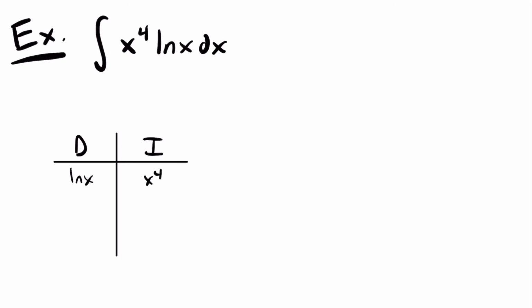So the derivative of the natural log of x is just 1 divided by x. And then if we use the power rule of integration on x to the fourth power, we will add 1 to the exponent and then divide by that new exponent. And so the integral will be x to the fifth power divided by 5. Now if we fill out another row, if we take the derivative of 1 divided by x, remember that 1 divided by x is the same as x to the negative first power. And so if we use the power rule for derivatives on that, the derivative will be negative x to the negative second power, which is the same as negative 1 divided by x squared. So the derivative is negative 1 divided by x squared.